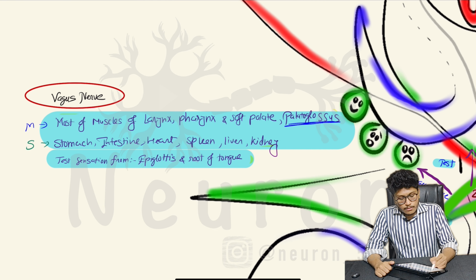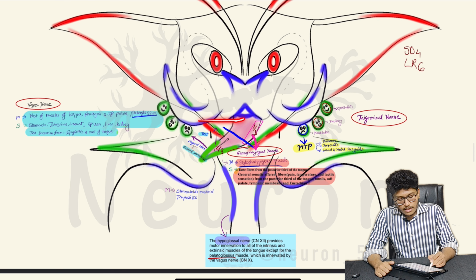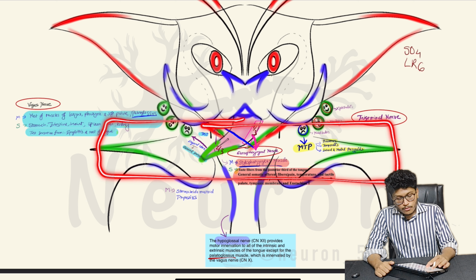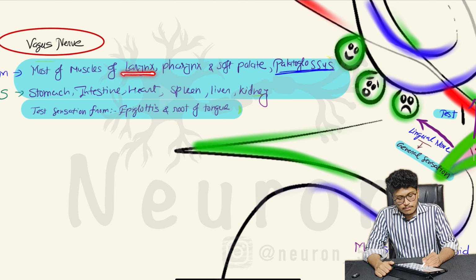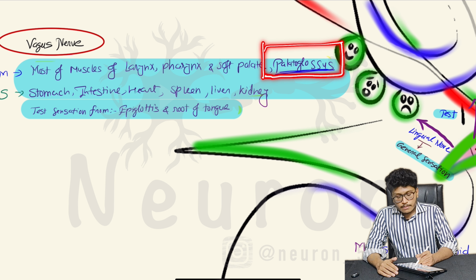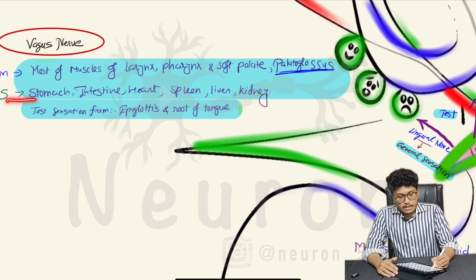So the vagus nerve, as you can see, is at the level of the neck. It supplies all of the larynx, pharynx and soft palate, and also supplies the palatoglossus muscle, which is a muscle of the tongue, but it is supplied by the vagus nerve. You have to remember the exception, palatoglossus muscle. Now let's move to the sensory supply of the vagus nerve. It supplies all of the visceral organs here, including stomach, intestine, heart, spleen, liver, kidney, and also carries the taste sensation from the epiglottis and root of the tongue.